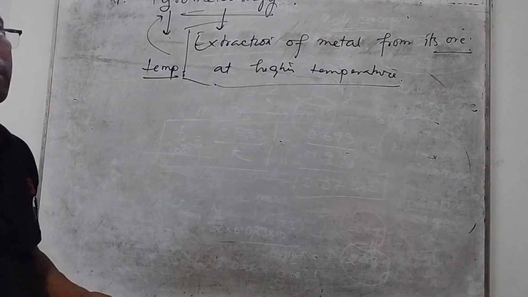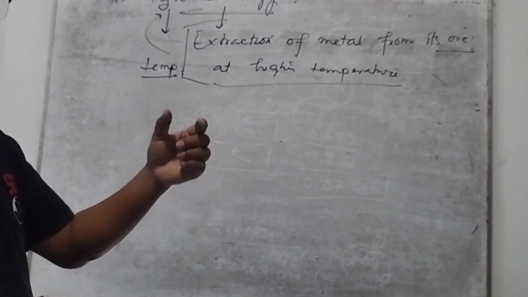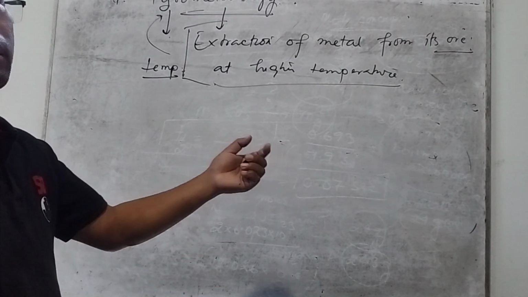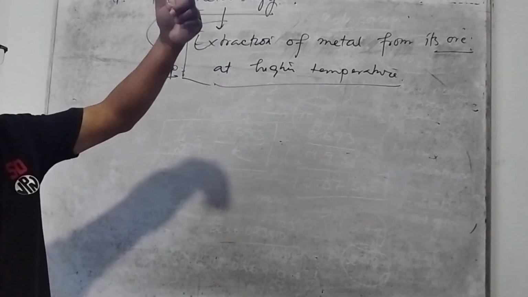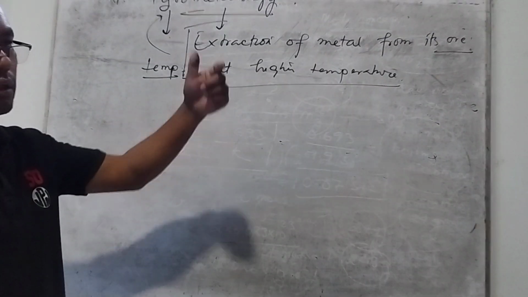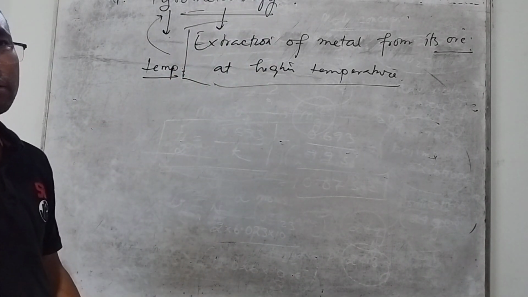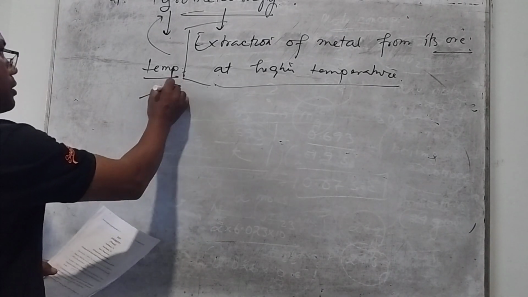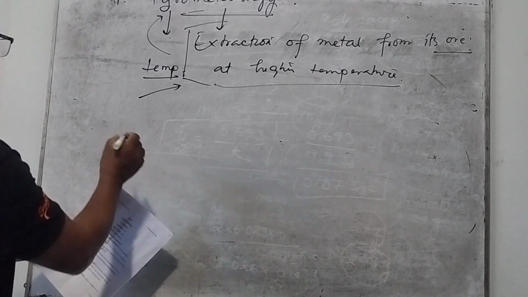Let me give you some extra idea about it. As an example, extraction of iron from the iron ore in a blast furnace. A blast furnace has different temperature ranges, and in these different temperature ranges we extract the metal from the ore. So this is the answer of the question. Then question number 5.